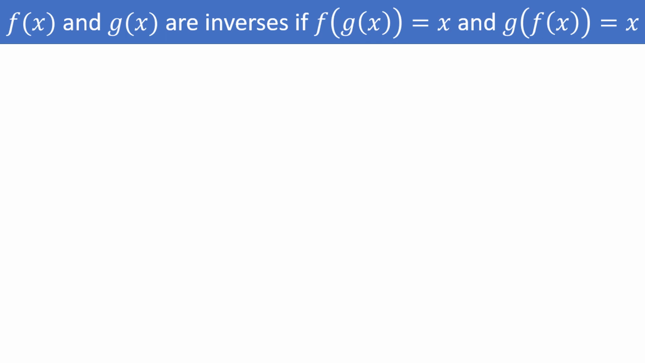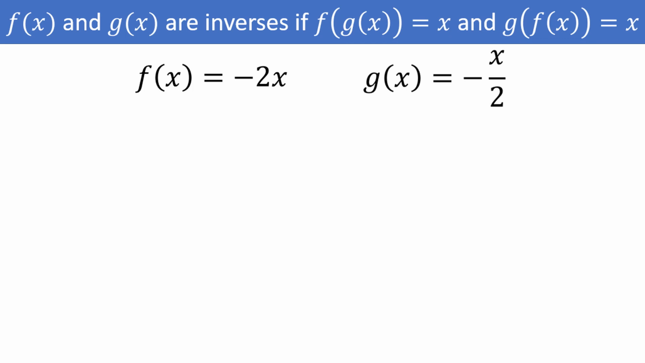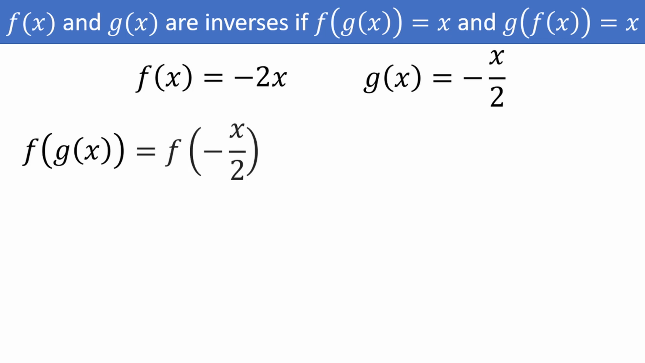Consider the two functions f of x is equal to negative 2x and g of x is equal to negative x over 2. We would like to see if these two functions are inverses of each other. First, let's check f of g of x, which should be equal to x if the two functions are inverses. We have f of negative x over 2, which equals negative 2 times negative x over 2. The negative sign and the 2 cancel, so that we just have x, which is consistent with the two functions being inverses.